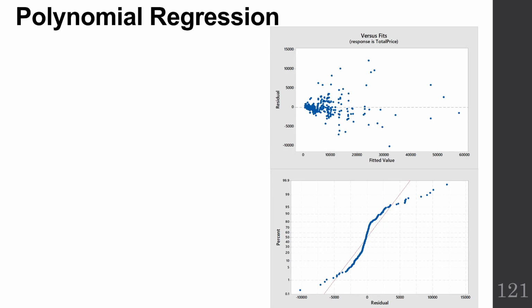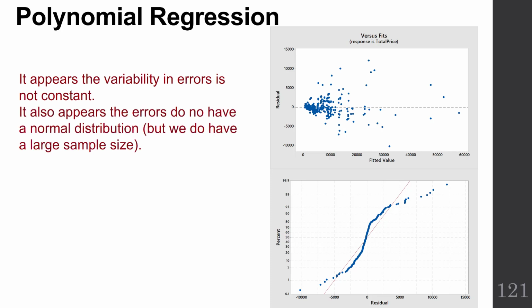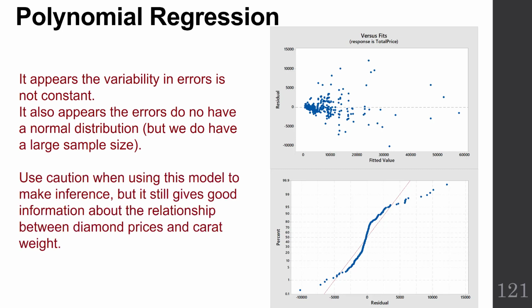All right, so let's take a look at these plots. We can see from the residuals versus predicted plot that it looks like we've got a problem with the variability in the errors being non-constant. It looks like they get wider in the middle values and narrower at the ends. It also appears from the QQ plot that our errors do not have a normal distribution. We do have a large sample size, but however, since we have two violations here, we should use caution when using this model for inference, but it still gives us good information about the relationship between diamond prices and carat weight.